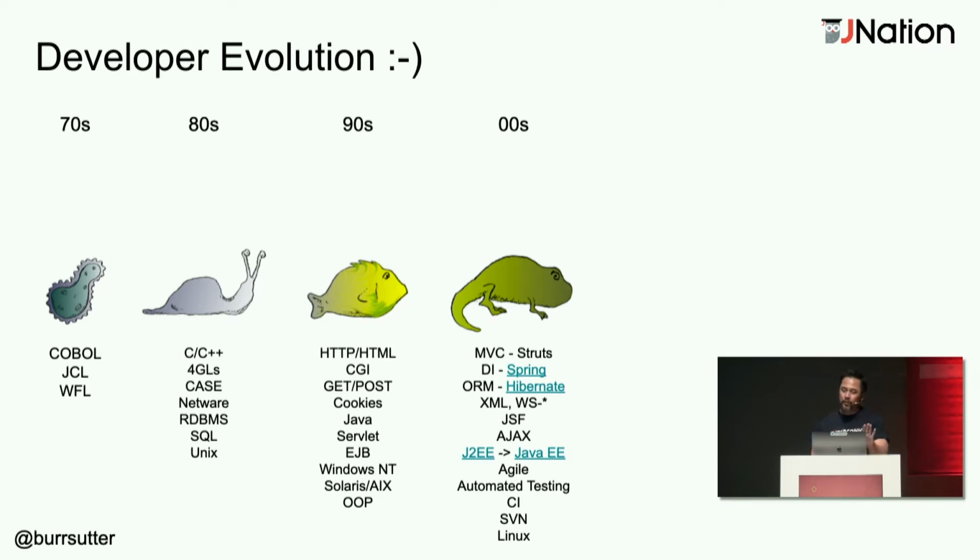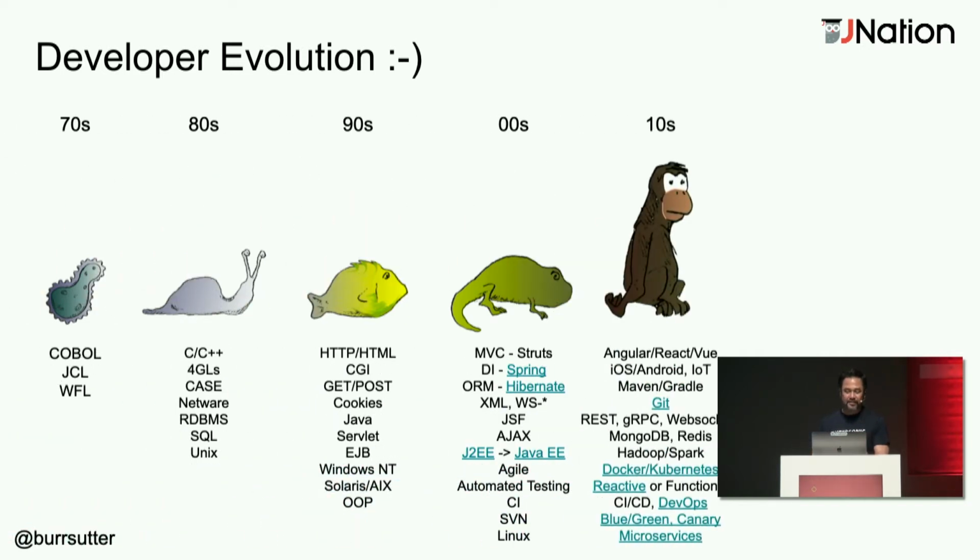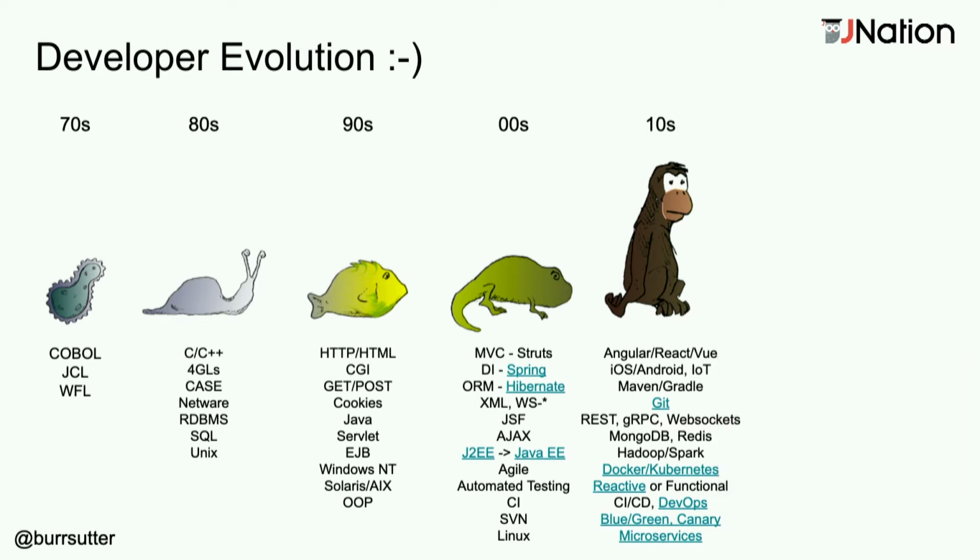But you can see that the world gets more complicated as each generation has gone by. Depending on what world you grew up in as a programmer, you can see it gets a little bit harder. Now we have Linux, and then of course in the 2010s we have Angular, React, and Vue. We have Node.js, iOS and Android. We have IoT, Internet of Things. We have Maven versus Gradle. We have things like Git versus Subversion at this point. You might be thinking in terms of gRPC or WebSockets as opposed to just regular old REST. And of course, we only use SOAP for legacy purposes at this point in time. But you can see that the world continues to evolve.